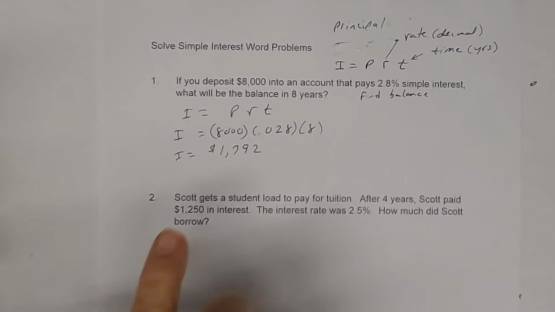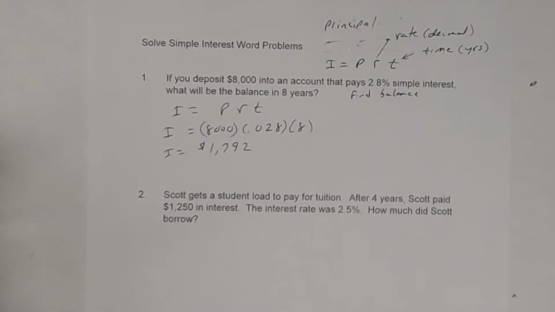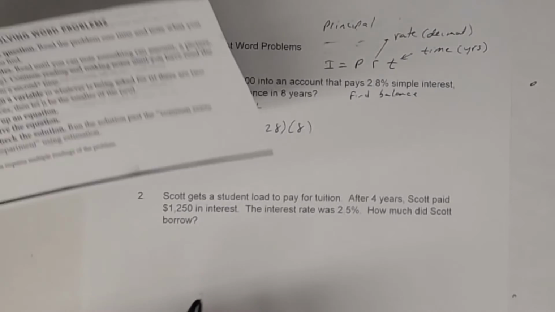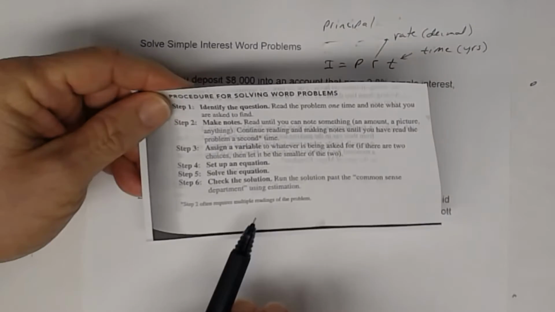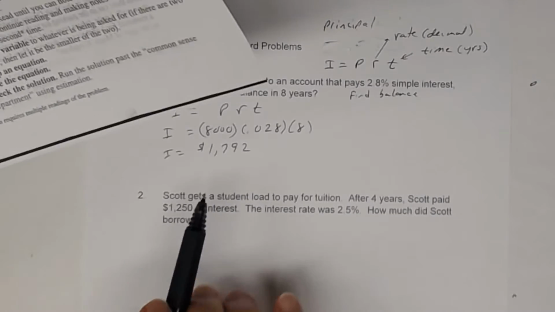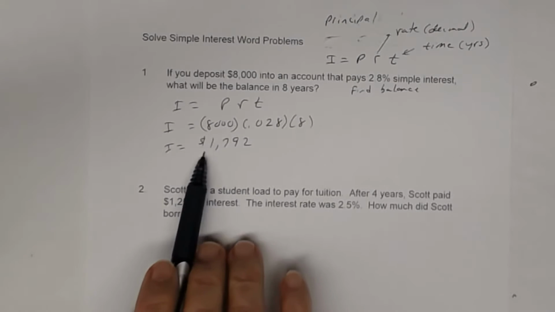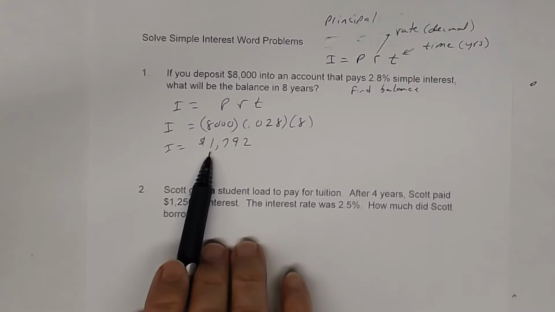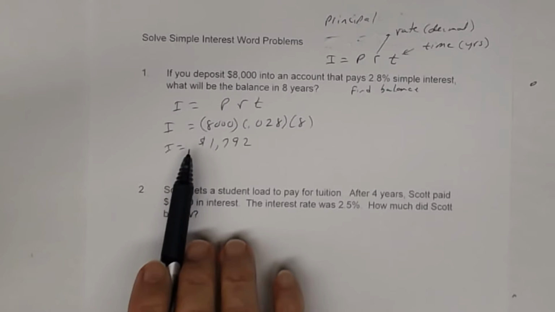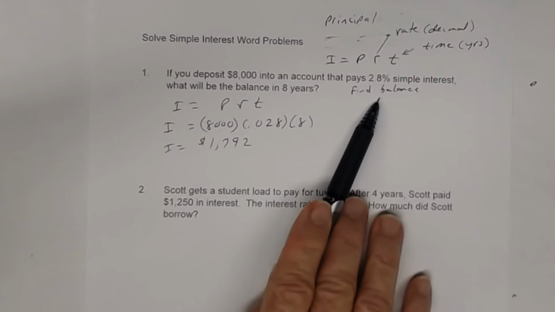But be careful, don't say that's the answer. You have to read and make sure you answer the question. So you need to check your solutions. That's my solution to what I have so far, but you have to check the solution, and when I say solution, I mean the solution to what it is I need to find. You may say, well, that's the solution. No, it's not. That is just the interest. The question was, what's the balance?